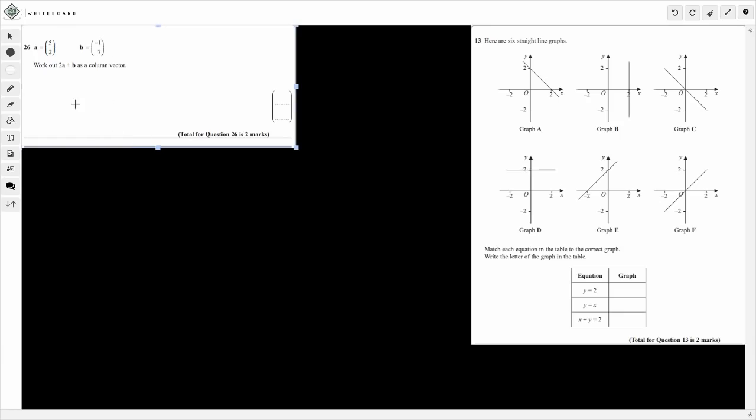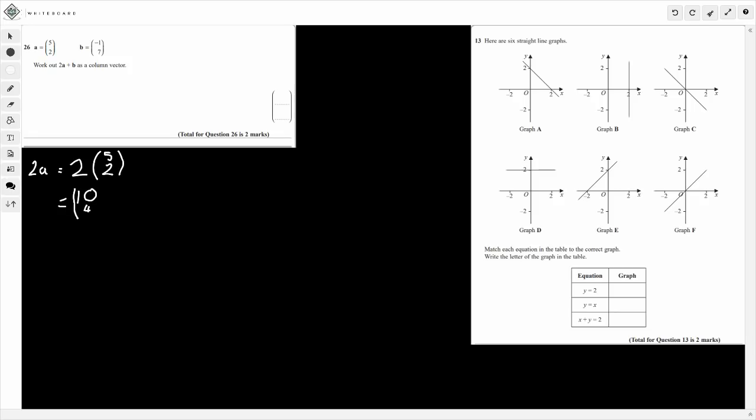So here we're looking at column vectors for the first question, and in the second question we're looking at equations of graphs. So for question 26, you have to work out 2a plus b as a column vector. So they give you the column vector here. So you've just got to work out what 2a plus b is. Well, a is equal to 5, 2. So what's 2 lots of a? Well, 2a, that's equal to 2 lots of this vector here, right? 5, 2. Well, b is just this. So what we're going to work out is this, which is 10, 4.